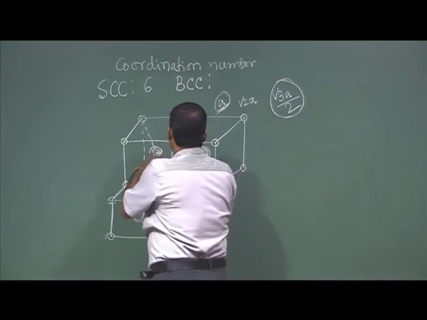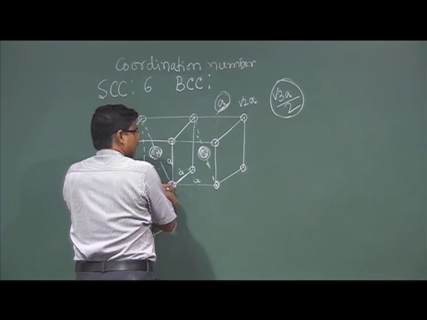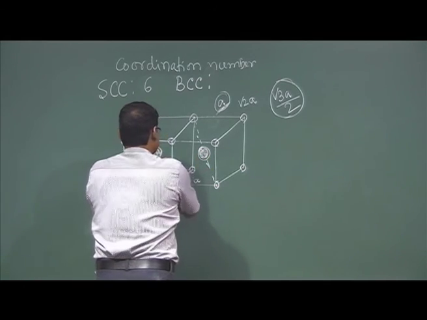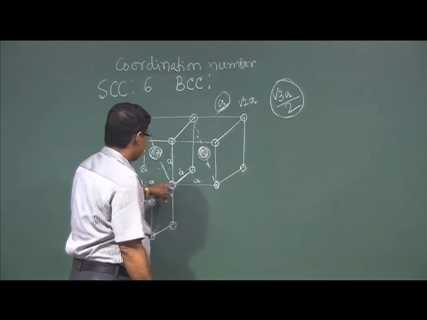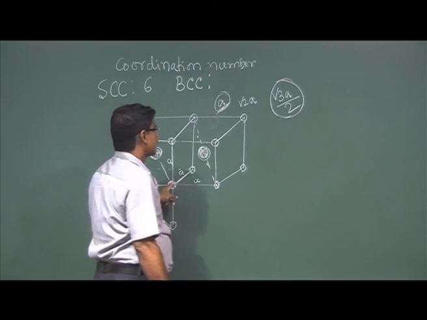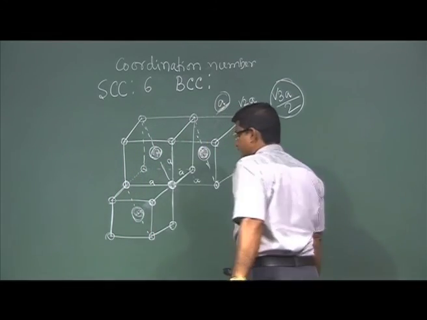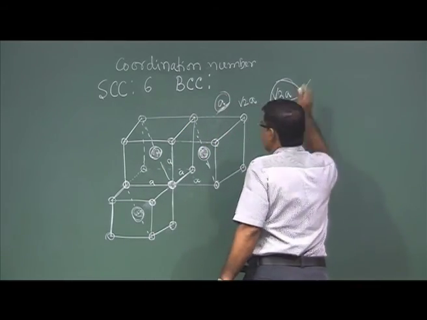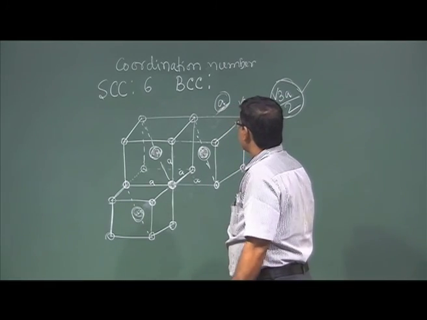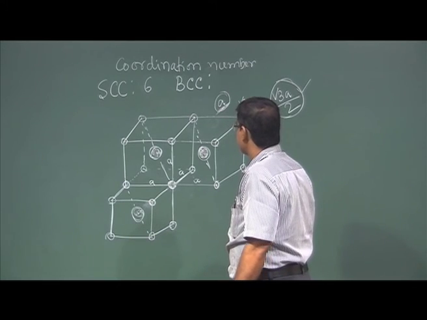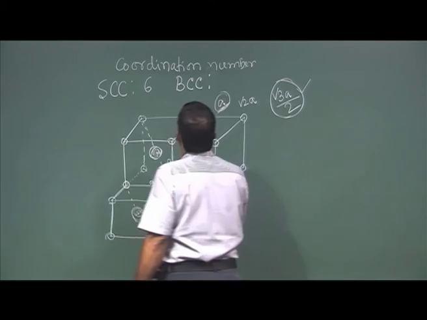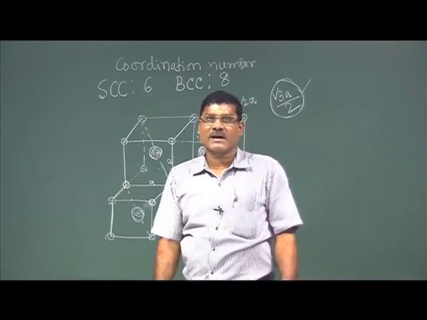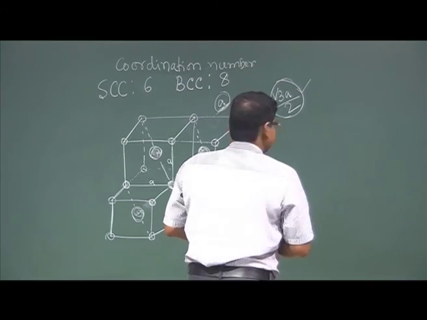So 8 unit cells are attached with this one, each unit cell has a body centered atom, and the distance of all these 8 body centered atoms from this point is the same. So they are equidistant, and the smallest distance, and that distance is root 3 a by 2. So this is the 8 nearest neighbors in case of BCC lattice, and thus the coordination number is 8, right. So this way one can calculate for FCC lattice.